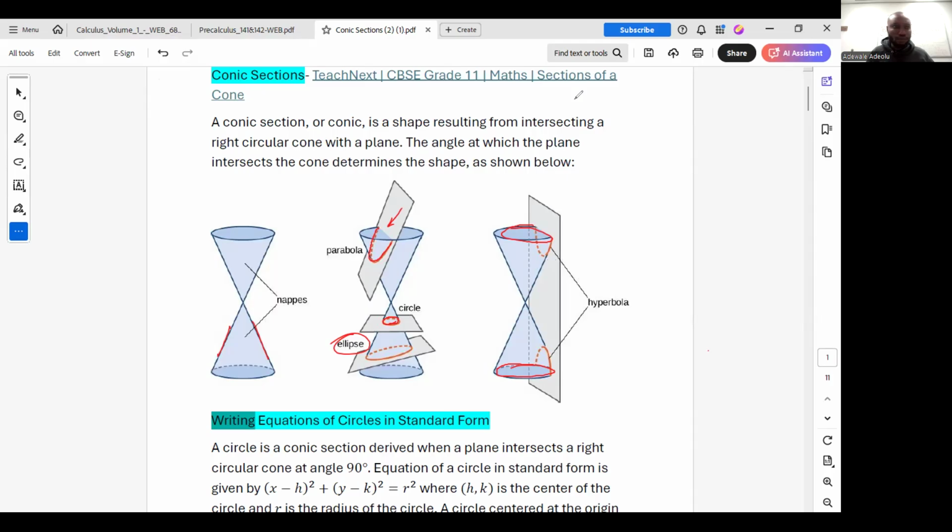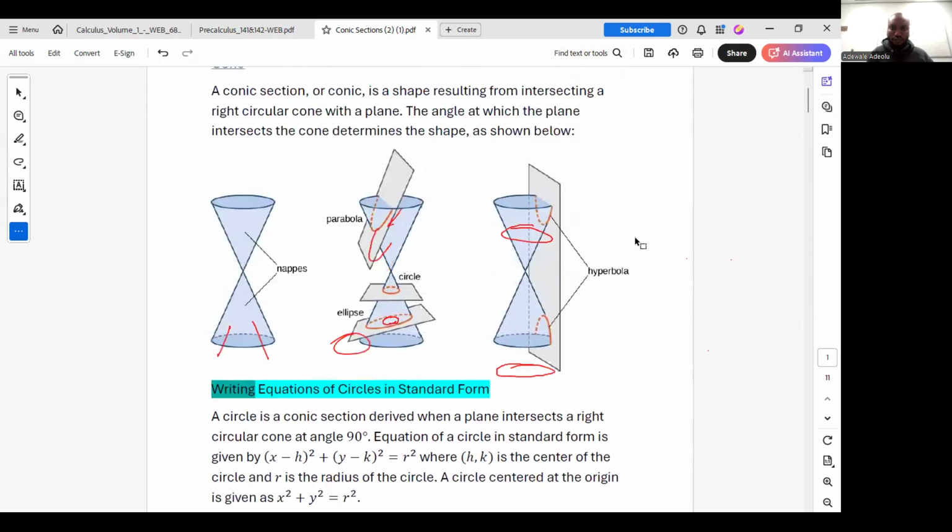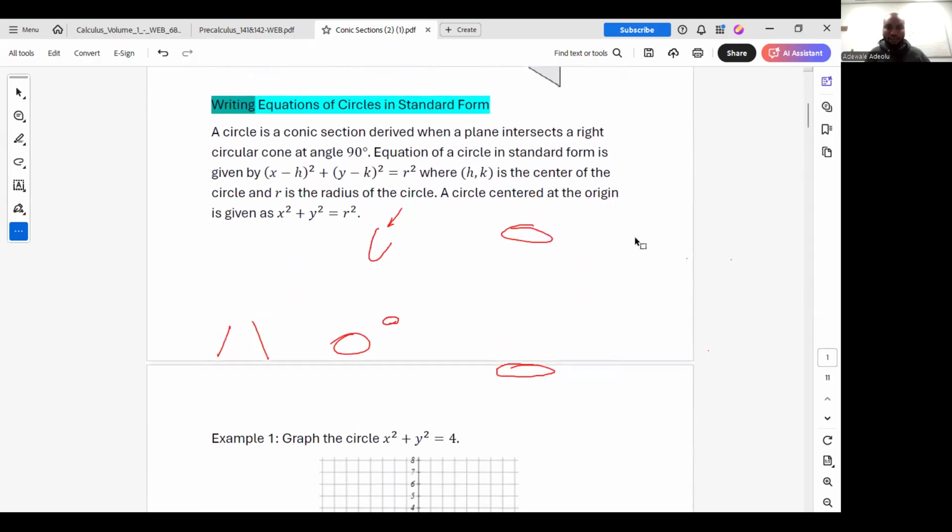So let us start. I need to clean this. Oh my gosh. Okay. All right.